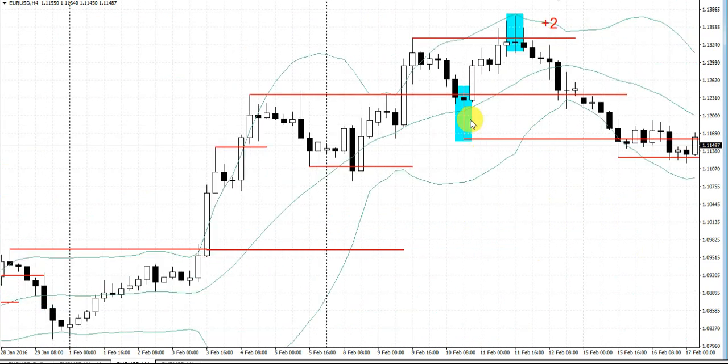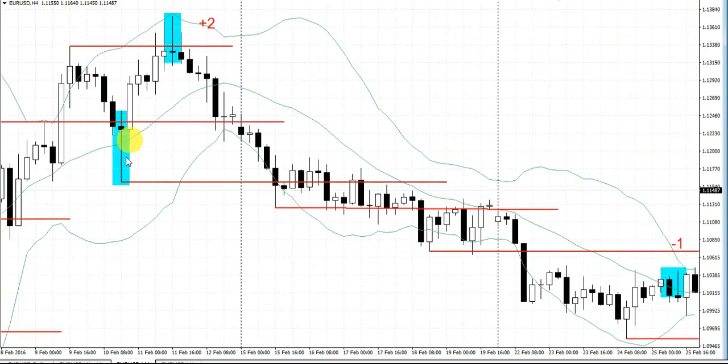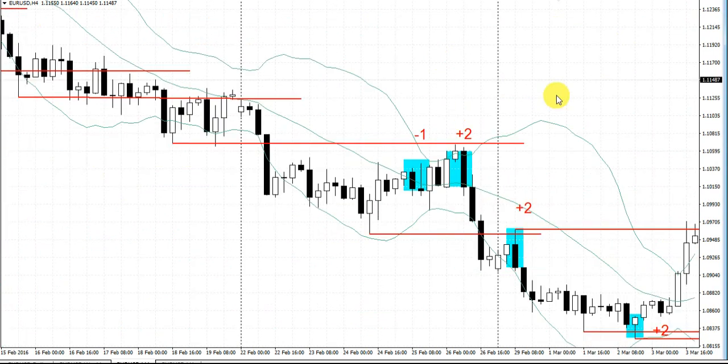Another break and retest with the center band rejection right here. This was no trade because it didn't pull back enough for the entry to target this level right here. Stop hit pattern right here, +2 on this one. If there's no number, that means we were watching and the trade was never executed, usually because it didn't pull back to give us a correct risk reward.